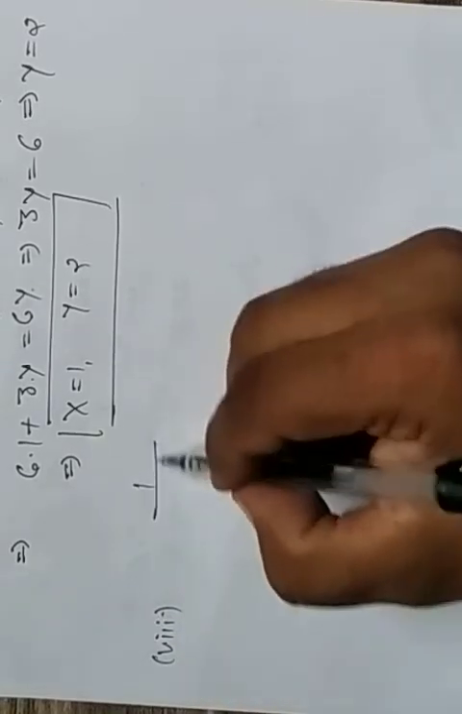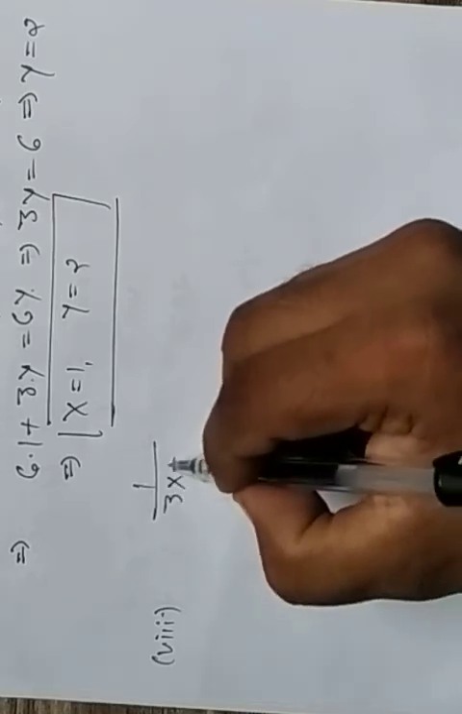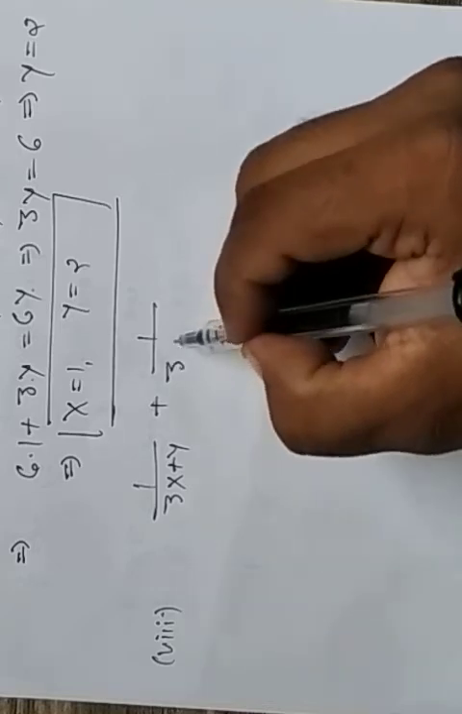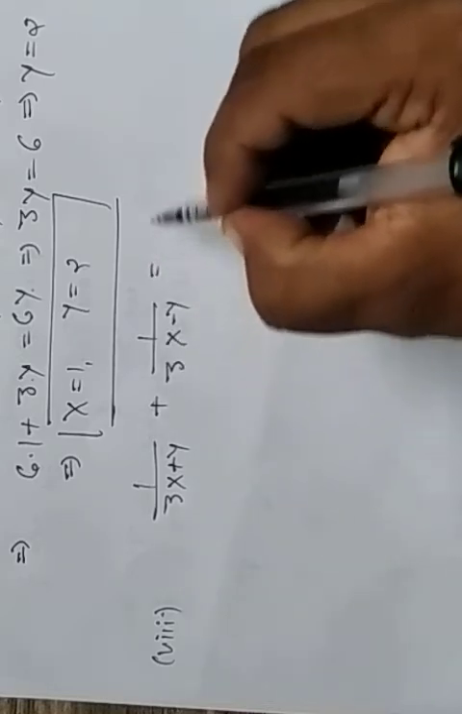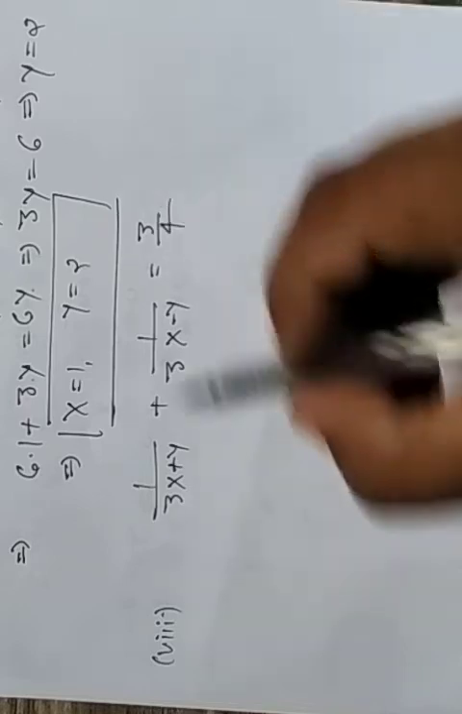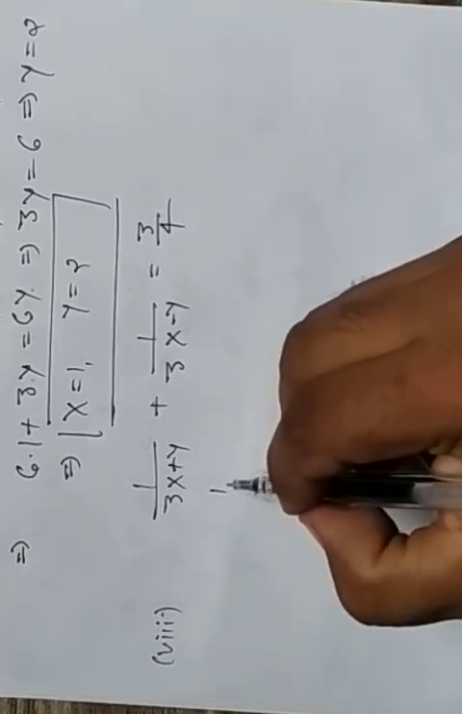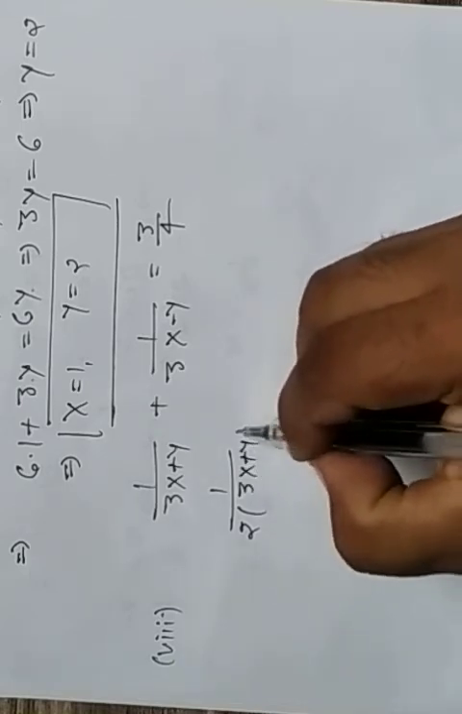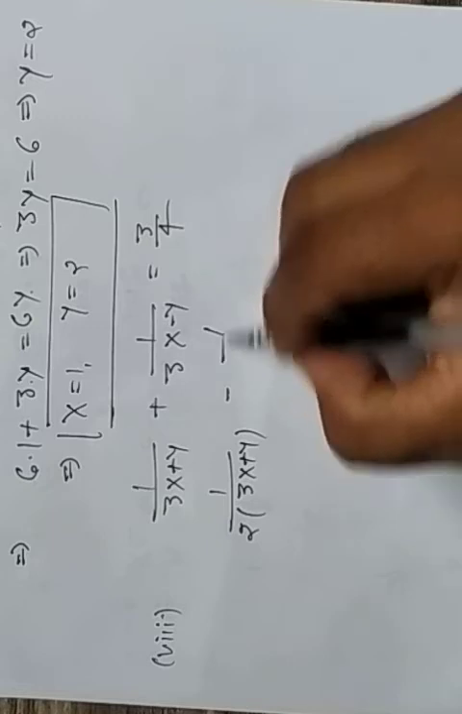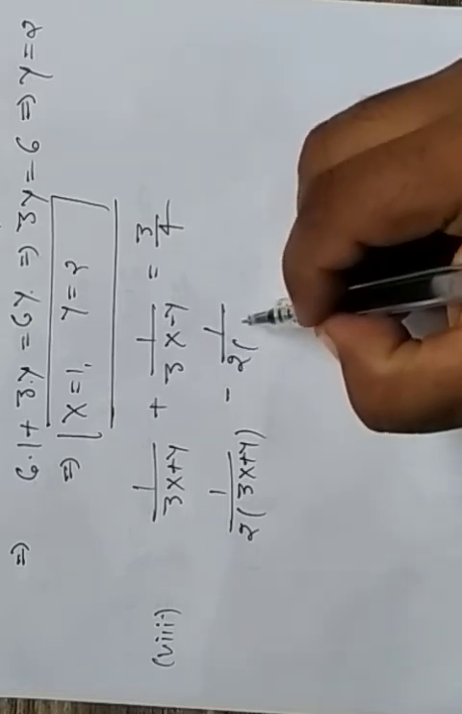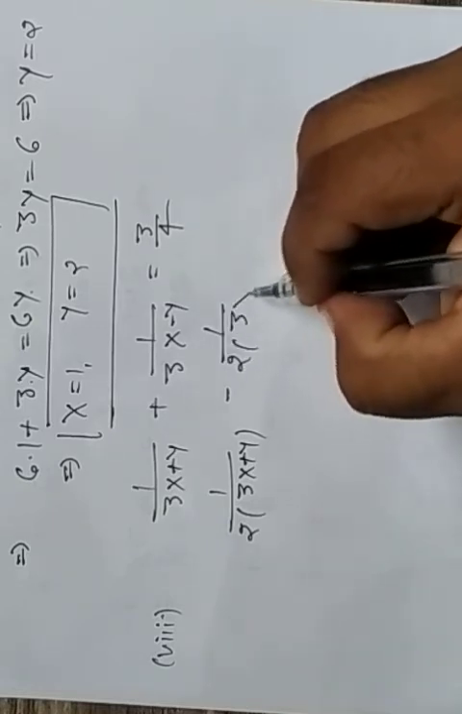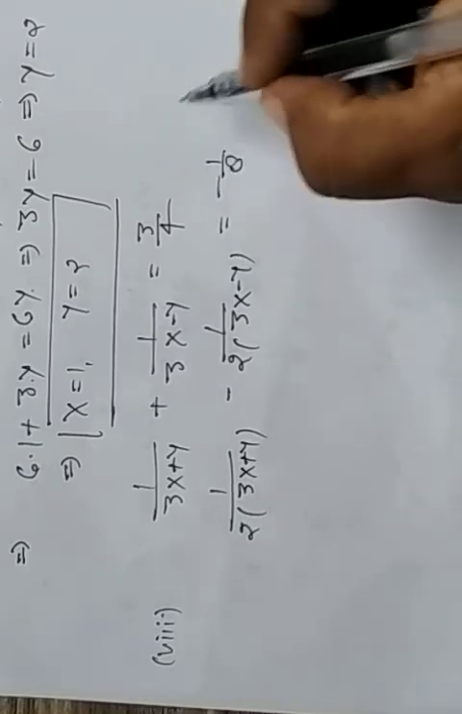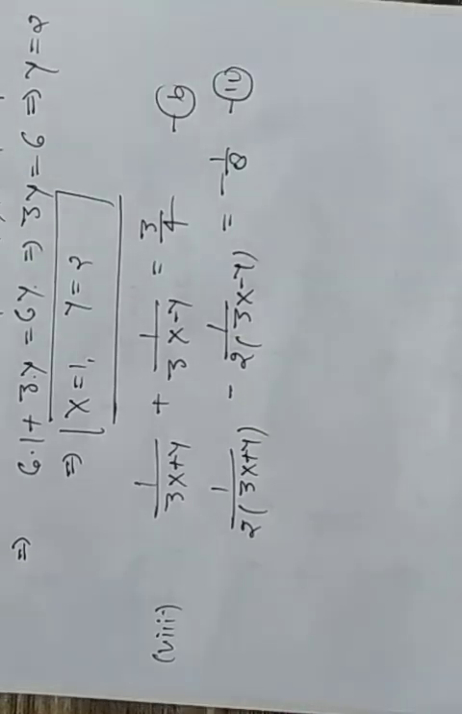1 upon 3x plus y plus 1 upon 3x minus y is equal to 3 by 4, and second equation is 1 upon 2 in bracket 3x plus y minus 1 upon 2 in bracket 3x minus y is equal to minus 1 upon 8. First equation and second equation.